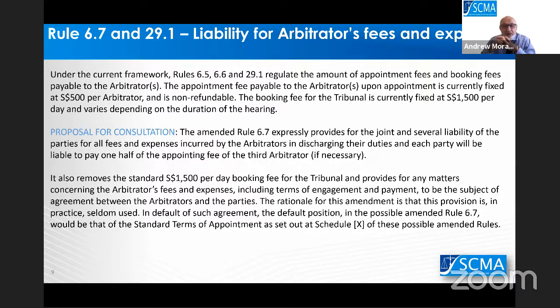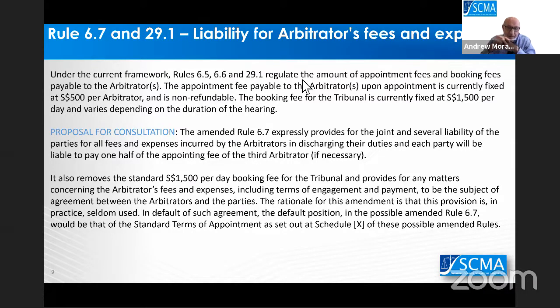So the questions for you as consultees: should booking fees be removed completely from the regime for funding arbitrations, maritime arbitrations, and replaced with agreed or default published standard terms of appointment for arbitrators? What should those standard terms contain? All comments on these aspects of funding will be most welcome.